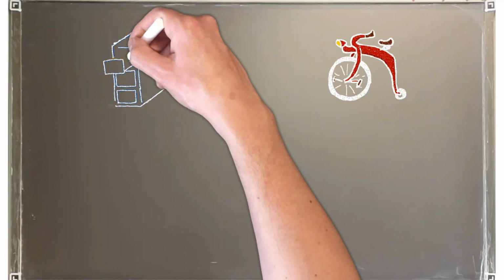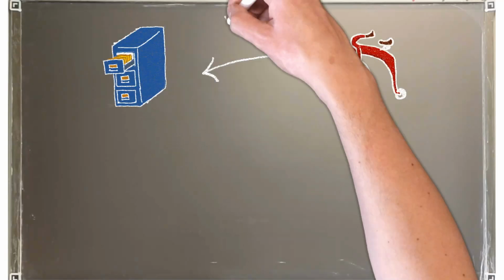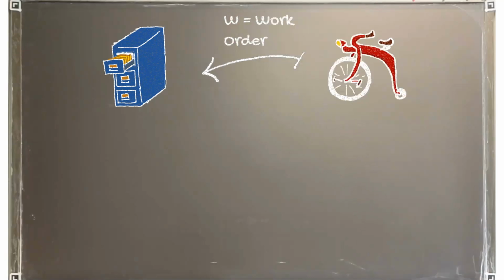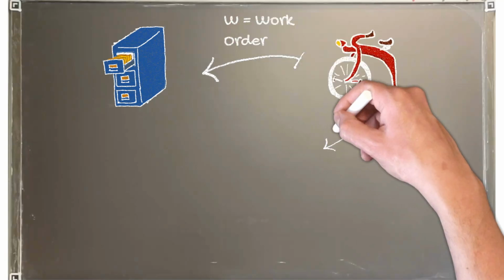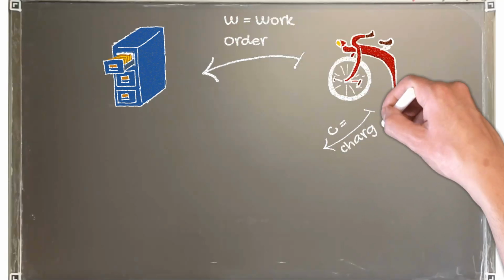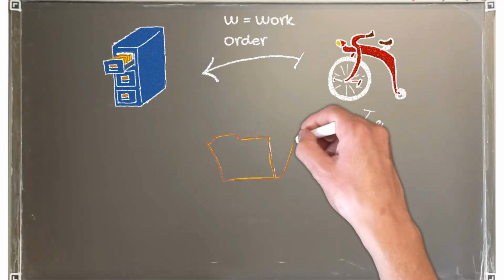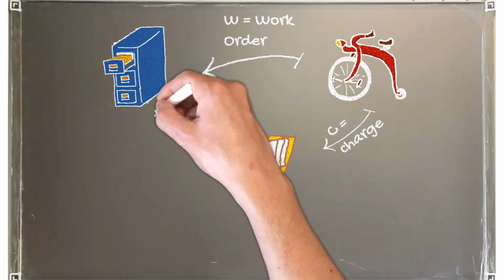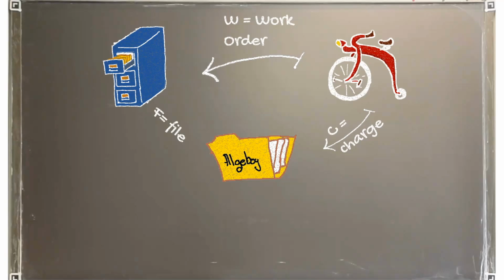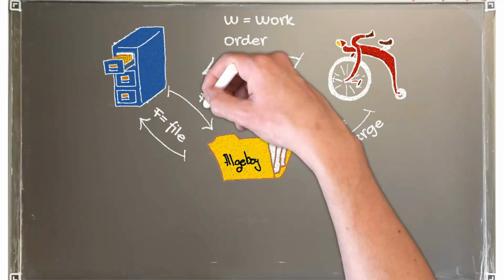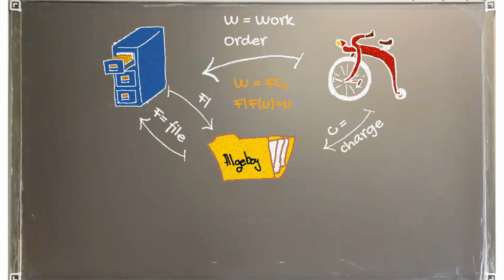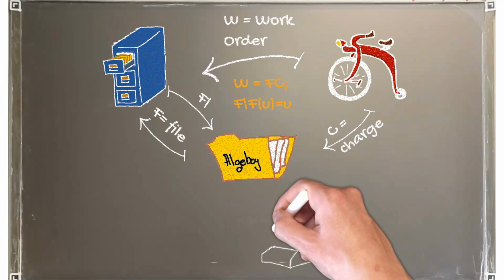It's time for an upgrade at the bike shop. Recall that the owners took the bicycles and wanted to file the work orders. They did this in 2 steps. Charge the client, add the file to the folder, then file the folder in the filing cabinet. As an abstract process, W equals FC means that the total work order process is the composition of a charge with a filing.